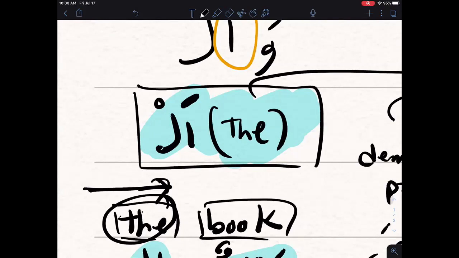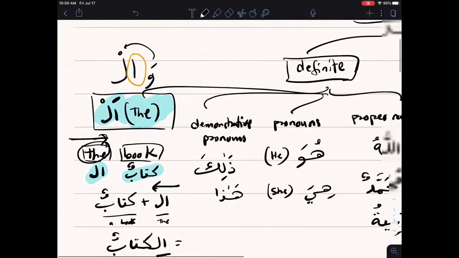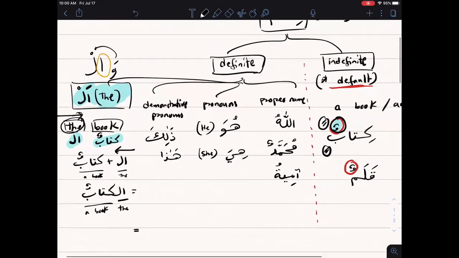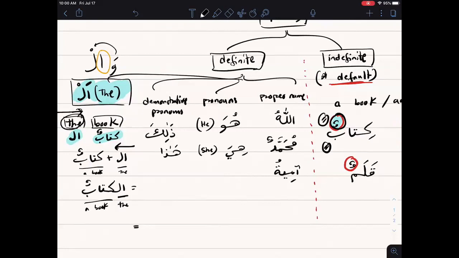Now we have this race, right? An oxymoron situation. Yes, sure. How can we have indefinite and definite in the same word? It's almost like saying in English, "the a book." How can you say "the" and then say "a book" at the same time? It doesn't make sense, right? The a pen.